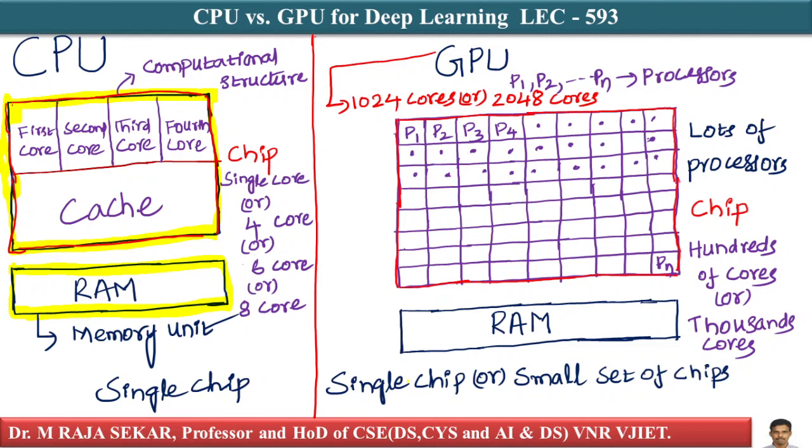So each of these is a core. I'm saying P1 is a core, P2 is a core. So you have here lots of small processors. In the case of GPU, you have lots of small processors.